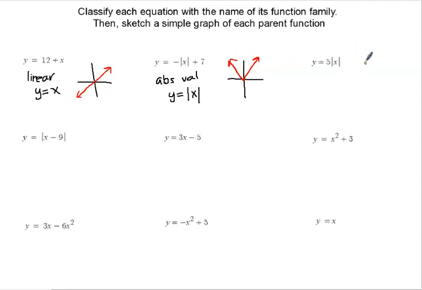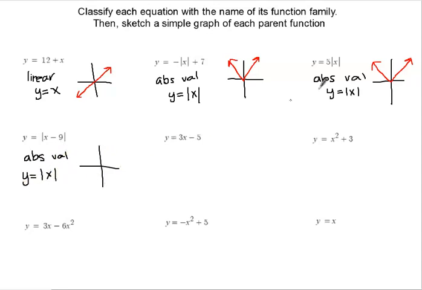Number 5, I ignore any adding, subtracting, multiplying, which would be this 5, and dividing, and that leaves us with just absolute value, or y is equal to the absolute value of x. To sketch the graph again, I have a v-shaped graph centered at the origin. Second row, I ignore any adding, subtracting, multiplying, or dividing, and I see that we're left with just the absolute value again. So this is yet again another absolute value with a parent function y is equal to the absolute value of x. Sketching, I've got a v-shaped graph centered at the origin.